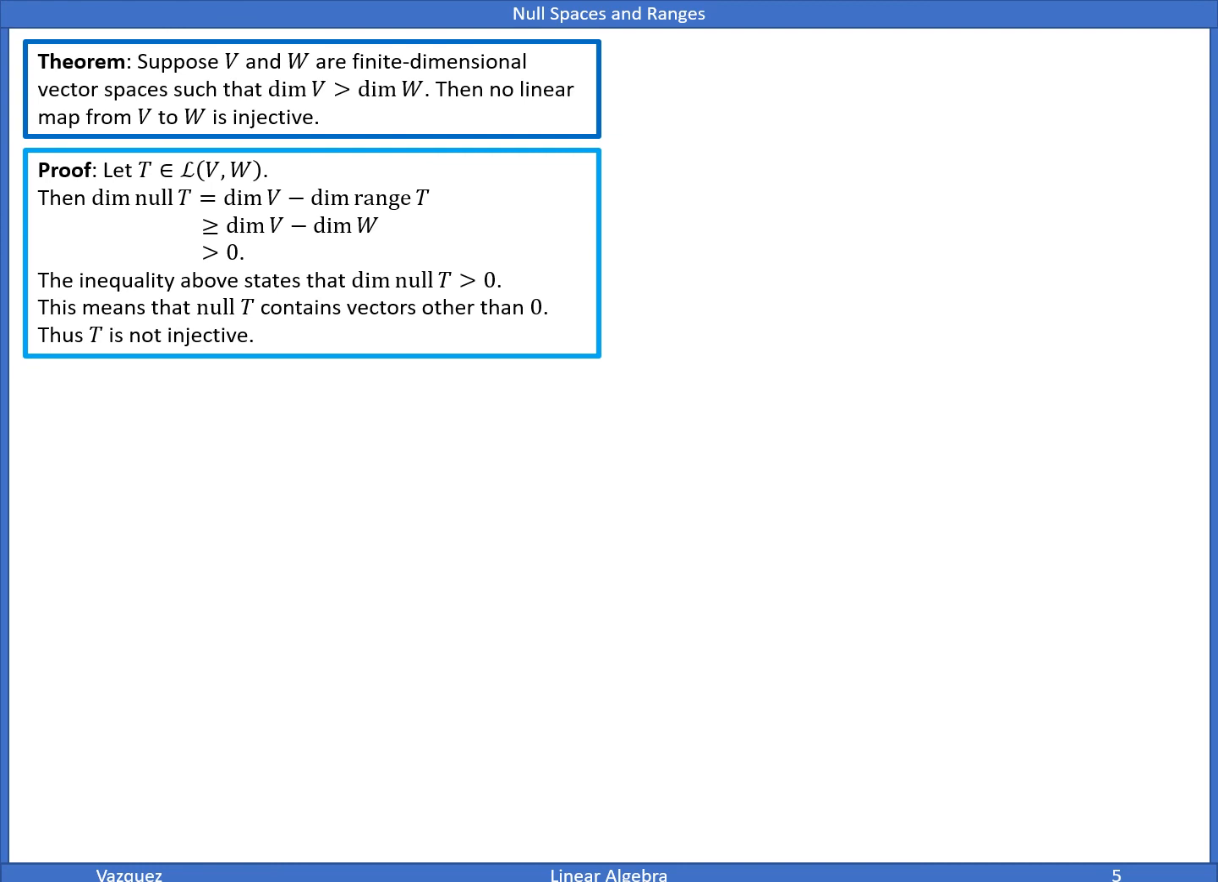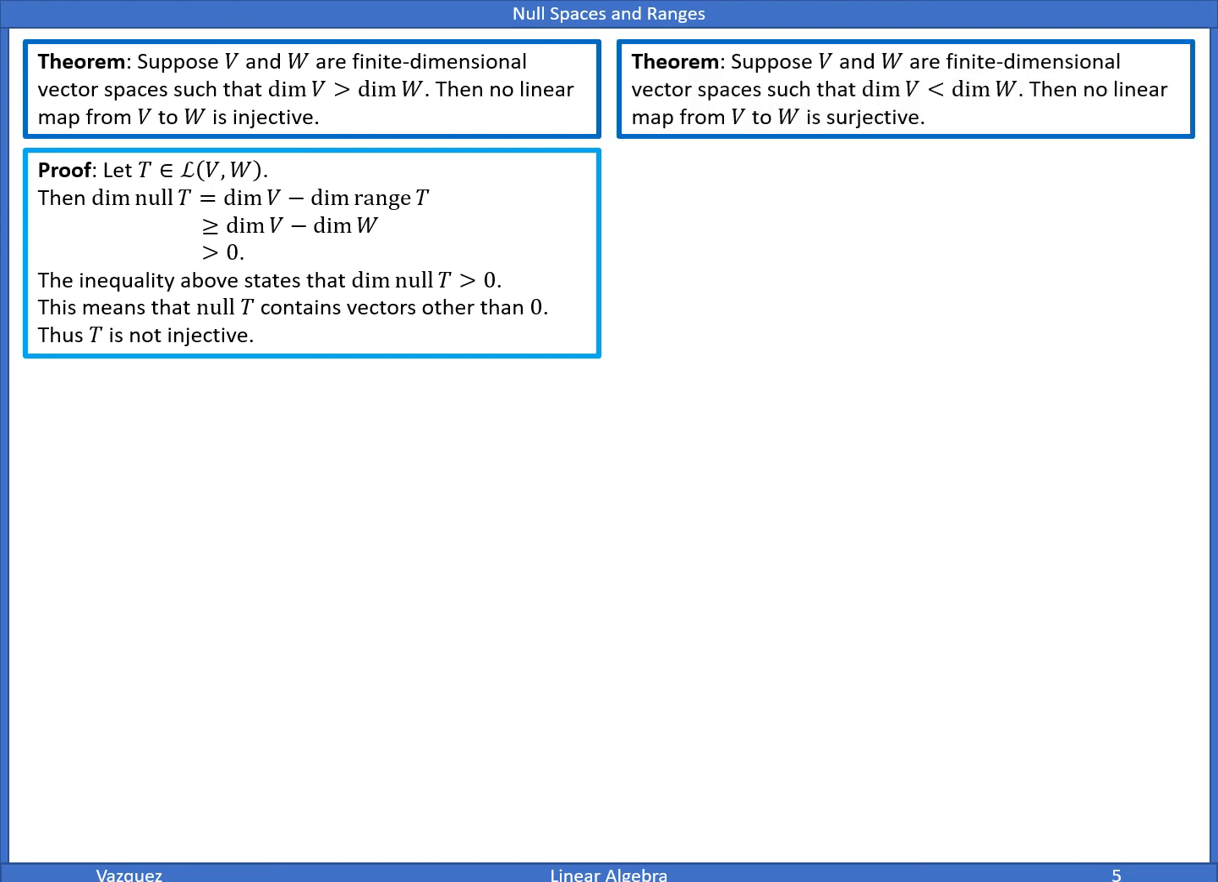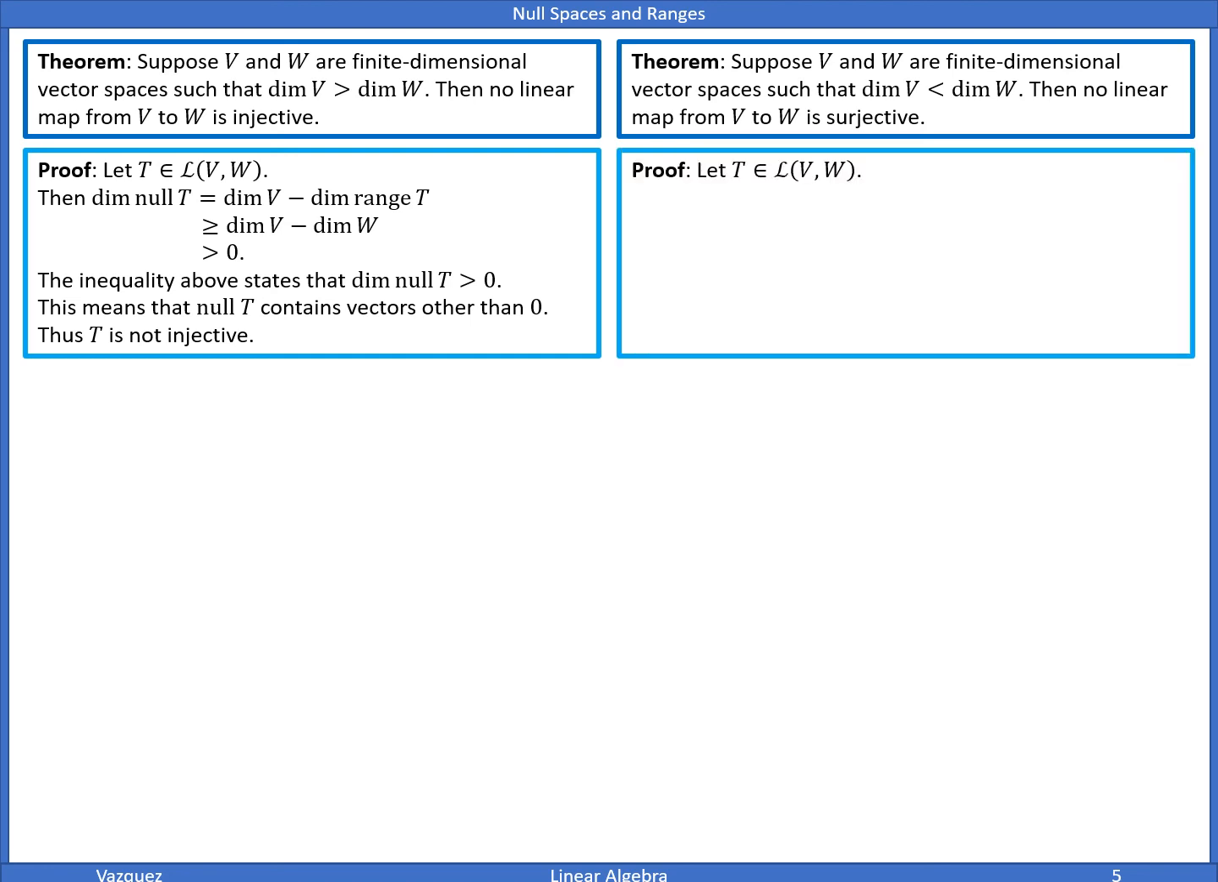Another similar, I guess a twin theorem, I should say, is: we suppose V and W are finite dimensional vector spaces, such that now the dimension of V is less than the dimension of W. Then no linear map from V to W is surjective. And again, a pretty straightforward proof. We're going to use the fundamental theorem of linear maps. Let T be a linear map from V to W.